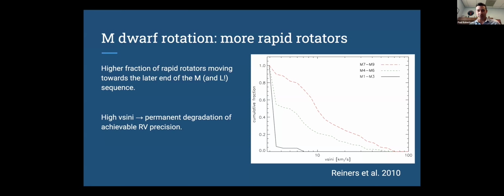So this is a cumulative distribution plot of V sin I for various stellar populations. And this leads to a permanent degradation of the RV precision you can achieve. You can overcome some of it with higher instrumental resolution, but there's a definitive cap on that.